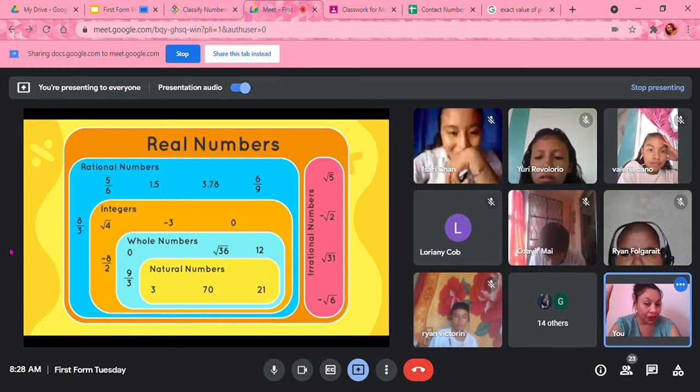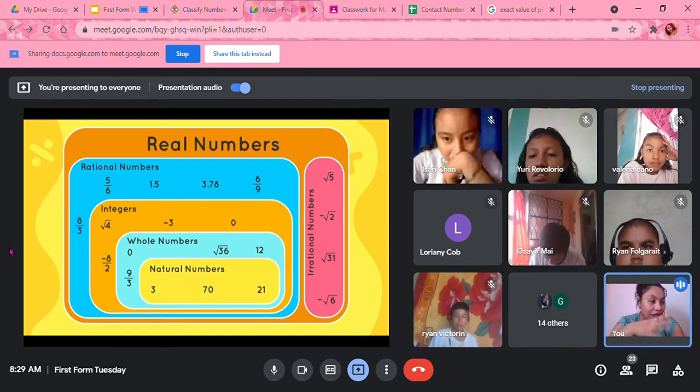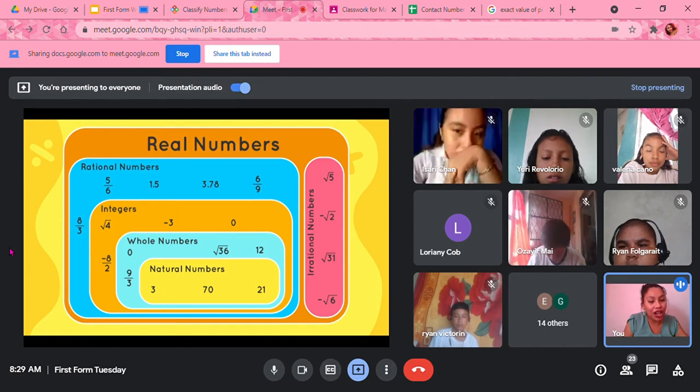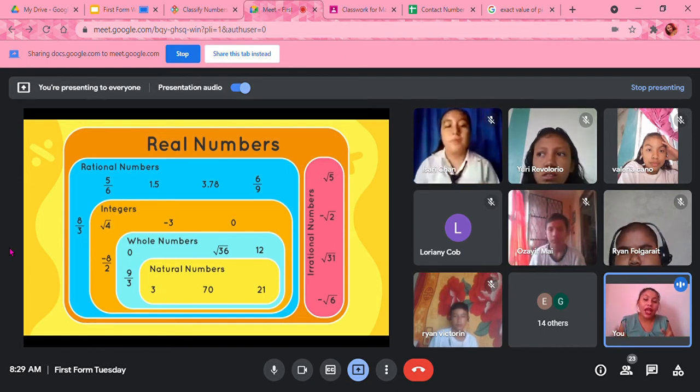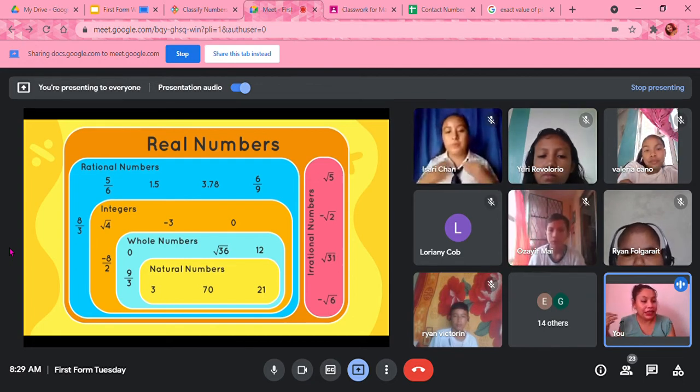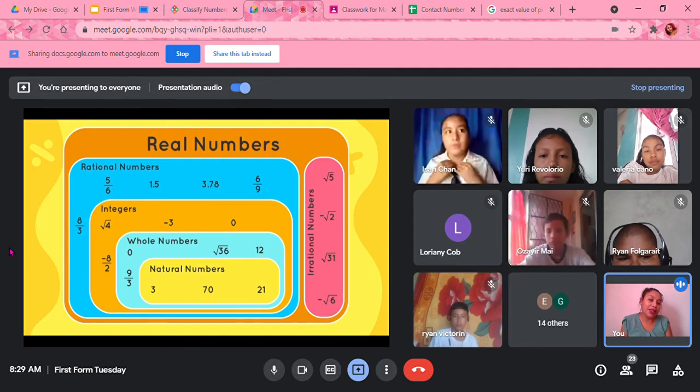So when you see your little table in the homework, you have to check mark all of those columns, because 21 is first a natural number, and because it is a natural number, it's all of the rest, because a natural number is way in the middle of our diagram.